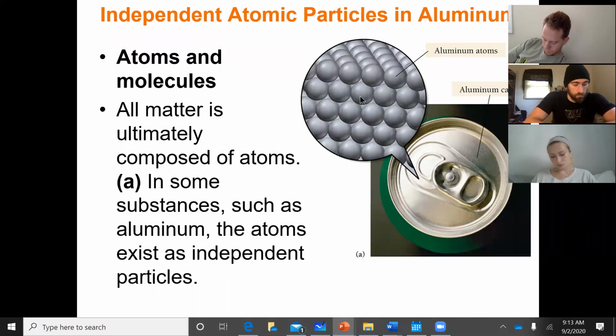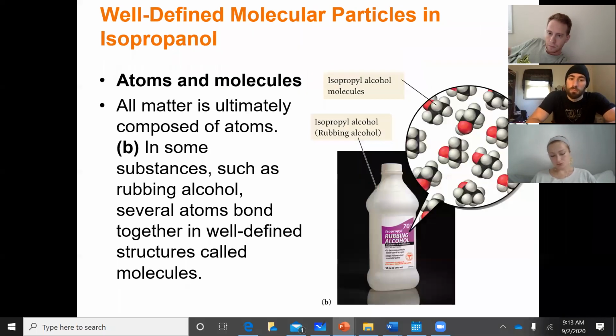All matter is ultimately composed of atoms, and in substances such as aluminum, the atoms exist as independent particles. Here we've got an aluminum can. It's in solid form, and all the aluminum atoms are just stacked together. They're in a crystalline shape, but they're not fused to each other in any sort of diatomic quality. So they're independent aluminum particles, or atoms.